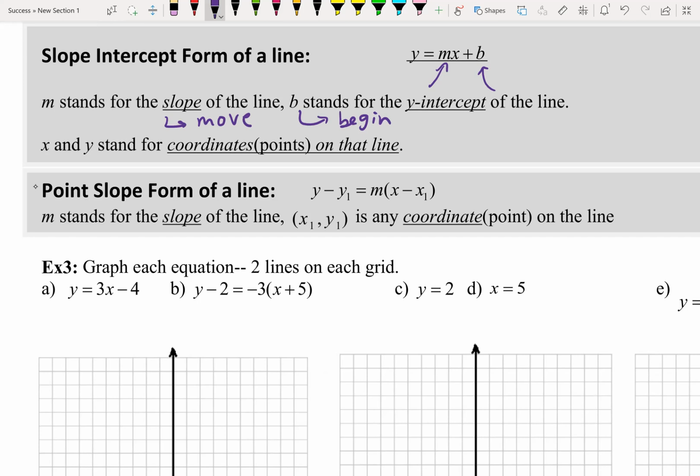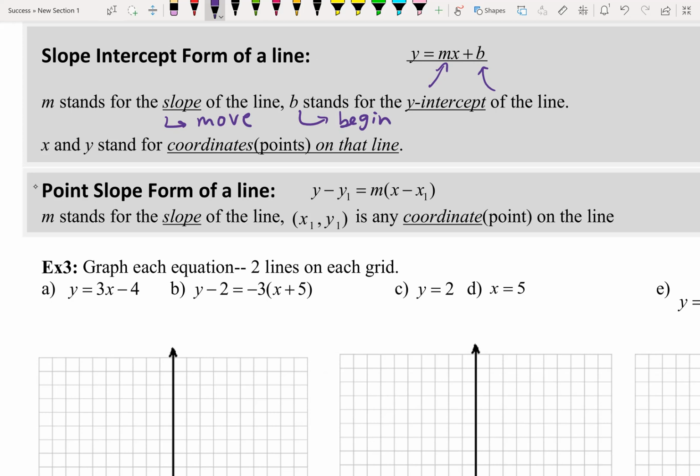So our x and y's are actually going to stand for coordinates that we have on that line. And that's going to come in handy a little bit more than what we've used in the past if we need to plug in and actually solve for the intercept, given that we have a slope and a point.